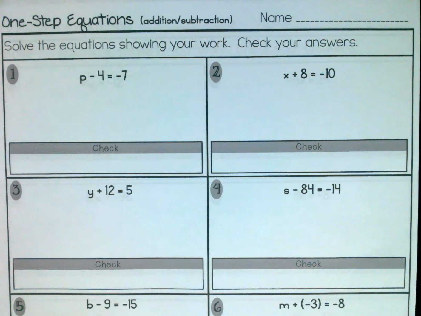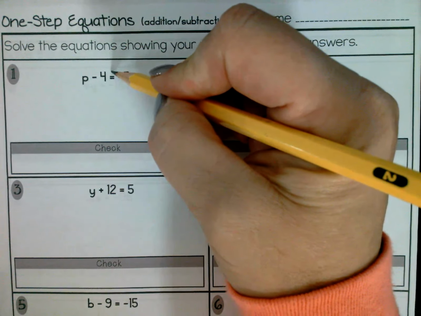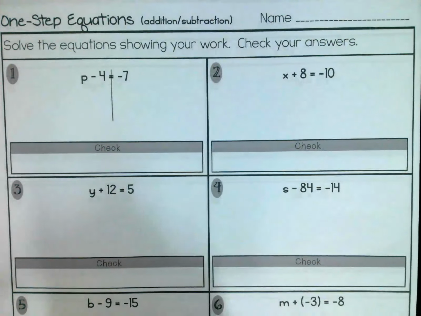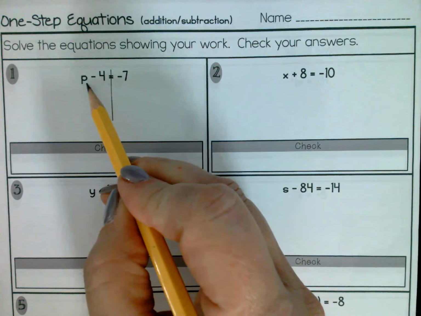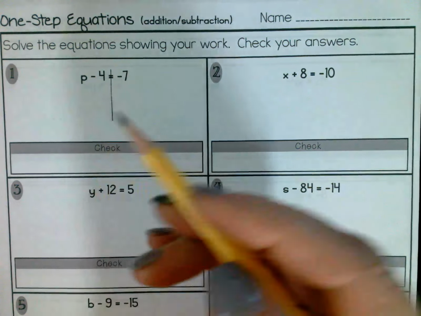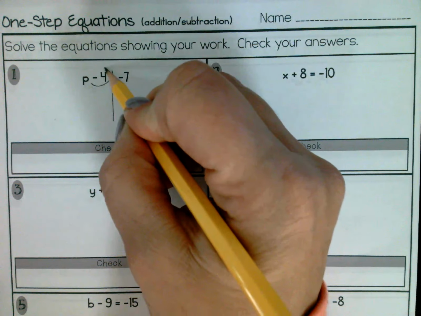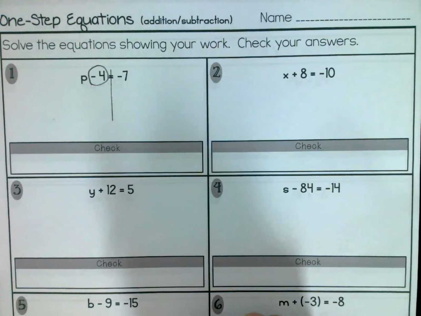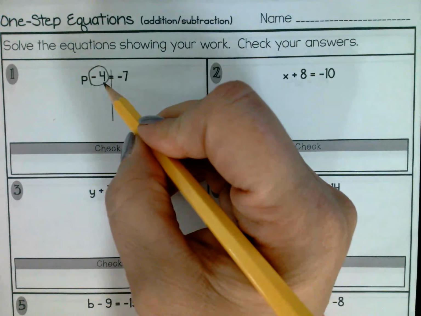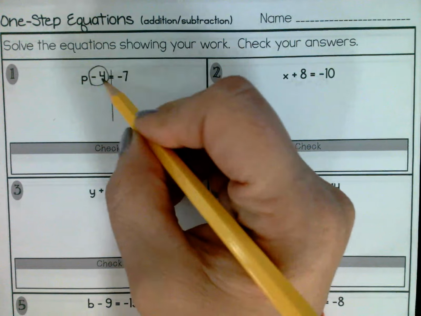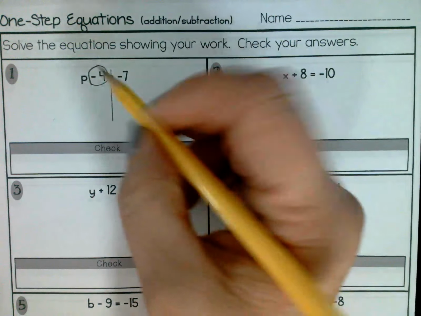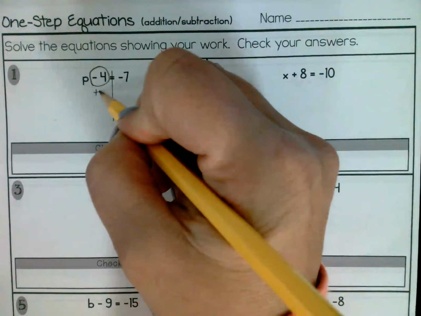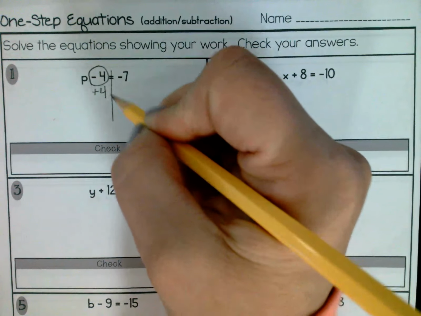We are going to do a very quick review of solving one-step equations. We'll begin with this one. The object is to get the variable, in this case the letter p, to be by itself. To do that, I need to eliminate, to get rid of, the -4. What is the opposite of subtracting 4 or the opposite of -4? That would be positive or +4.